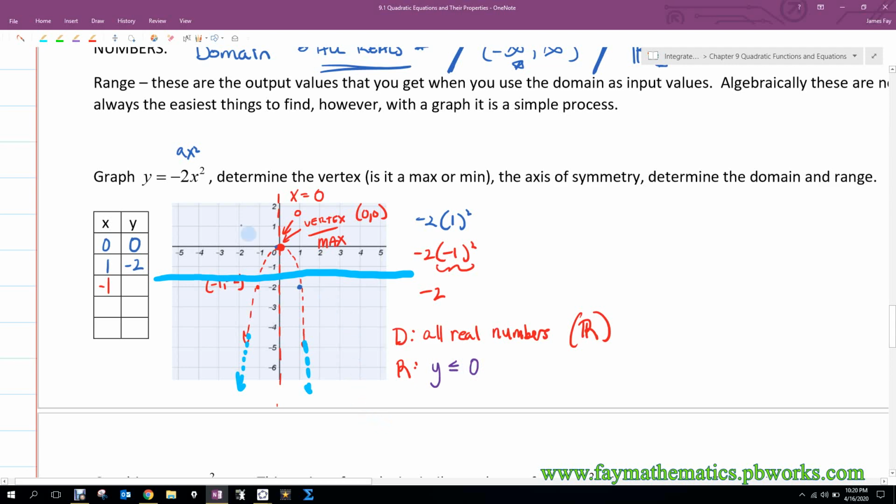Okay, so in this form, just think about maybe a shortcut here. If it's this form and it's concave down, your range is always going to be that. No matter what that number right there was, -2, -1, -3, -1/3, -1/2, whatever, as long as it's negative, this is going to be your range.